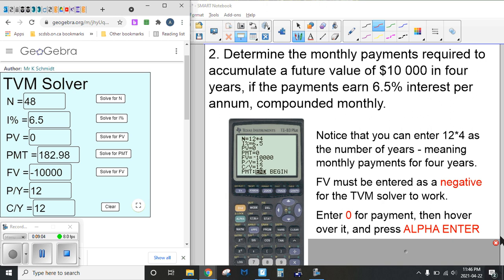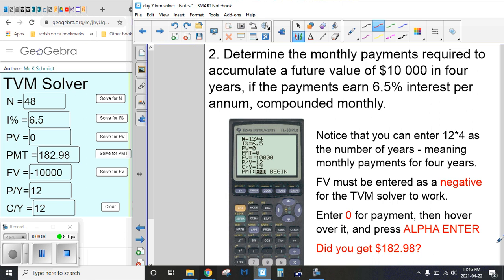Right, so the question at the end of your handout says, did you get $182.98? Yes. The instructions on here, it says press alpha enter. That's like on the graphing calculator. I hit solve for payment instead, since we're using that website instead.